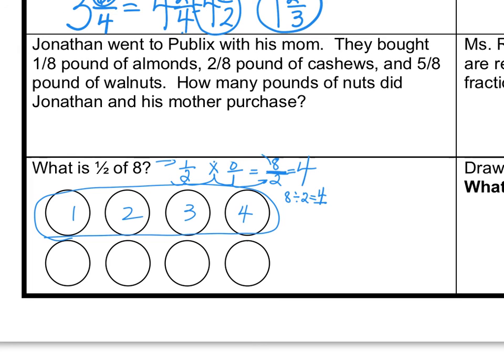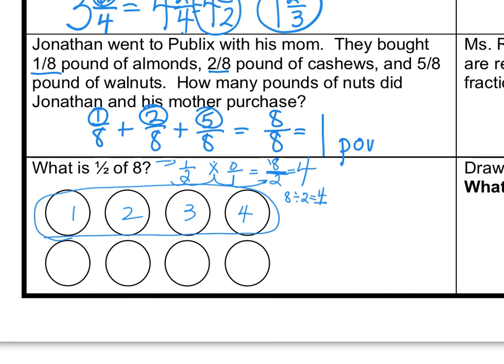So here's what we're going to do. We are going to add all of these together. The 1/8, and since it is adding, I can go horizontal, plus 2/8 plus 5/8. That all worked out nicely. We have eighths. Those are easy to add as long as we have the same denominator. So 1 plus 2 plus 5 equals 8. So we have 8/8, which is equivalent to 1 pound. Okay, so they bought 1 pound of all these different types of nuts together.